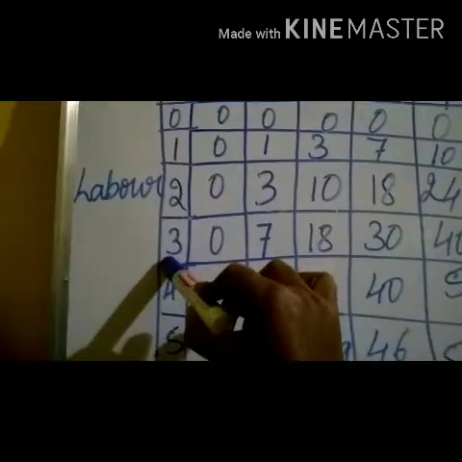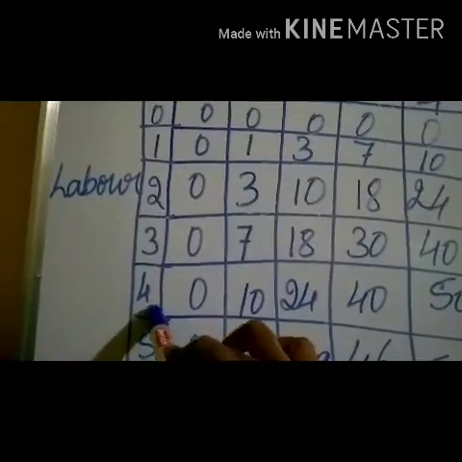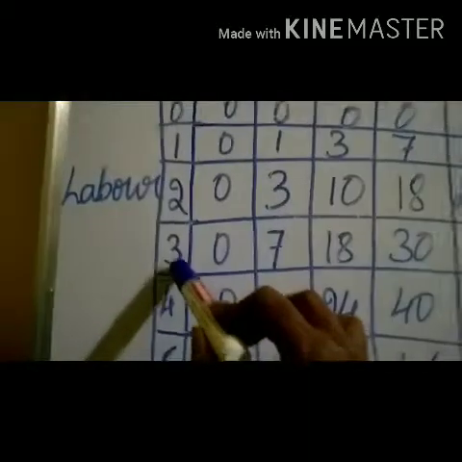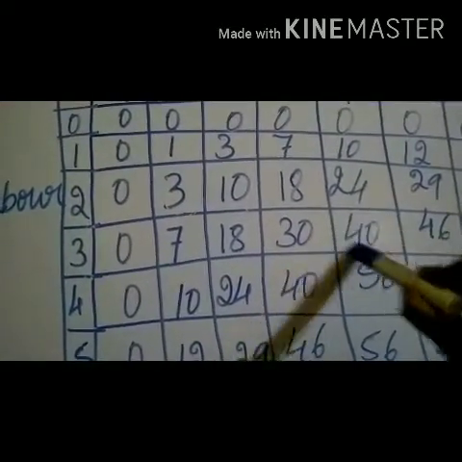3 units of capital and 3 units of labor, the output will be 30. 3 units of capital and 4 units of labor, the output will be 40. Now look, 3 units of labor and 4 units of capital, it's 30, right? Sorry, 40.